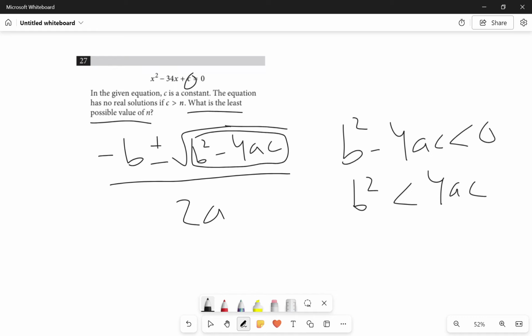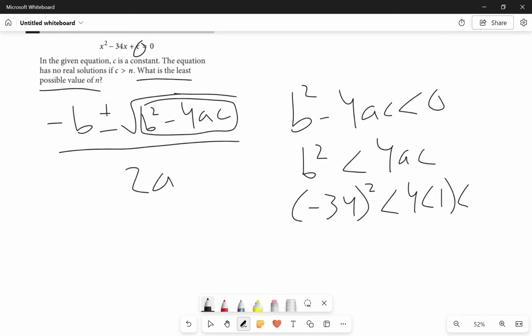Now let's plug in our numbers. We know b is negative 34, so negative 34 squared is less than 4 times 1 times c. And we're chilling at this point because c is what we want to try to find. Usually you'd have a calculator, but I don't have one, so we'll try our best here.